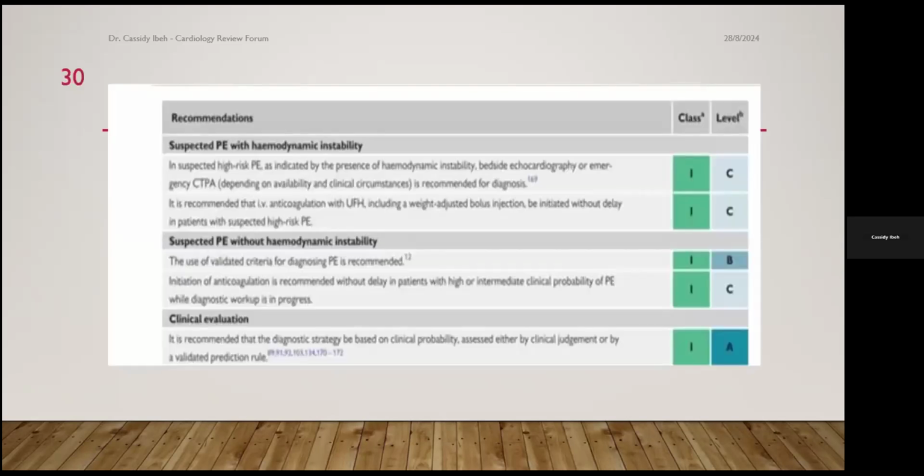Now, this just tells us about the clinical evaluation, which is a class 1 indication, that is, recommended. Sorry, it's a little bit broad. It's recommended that the diagnostic strategy be based on clinical probability, which is assessed either by clinical judgment or by validated prediction rules, as I said before.